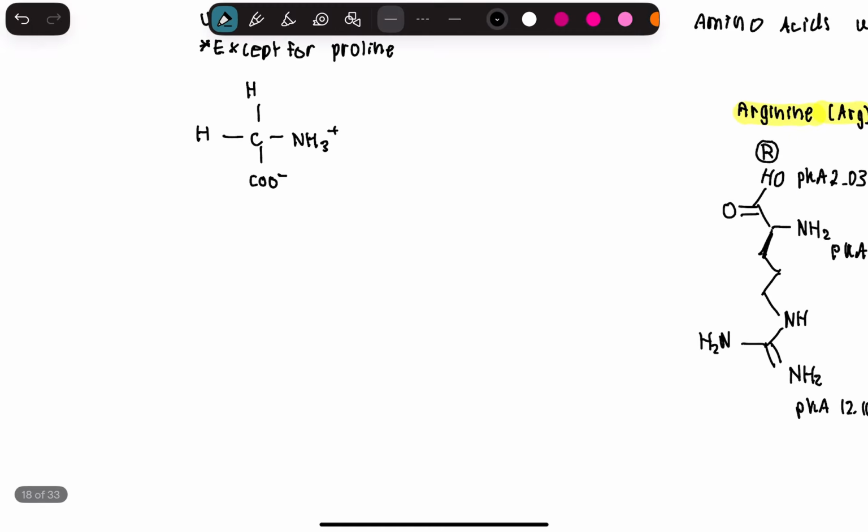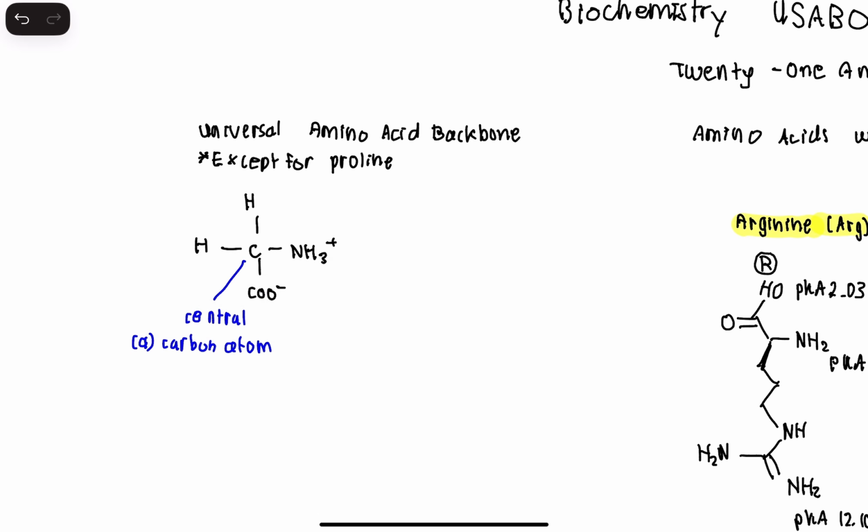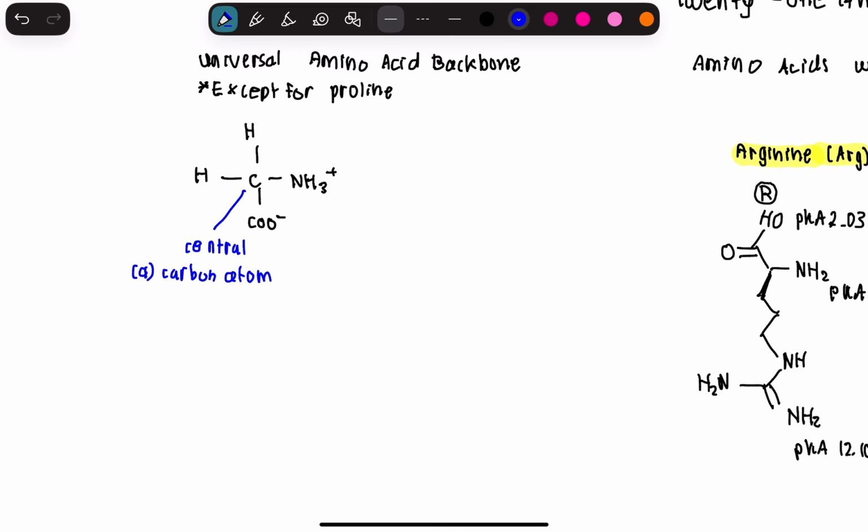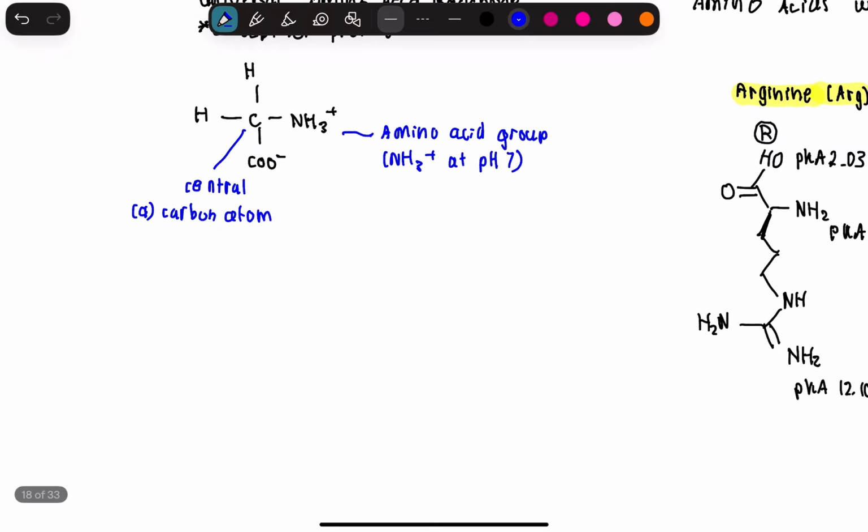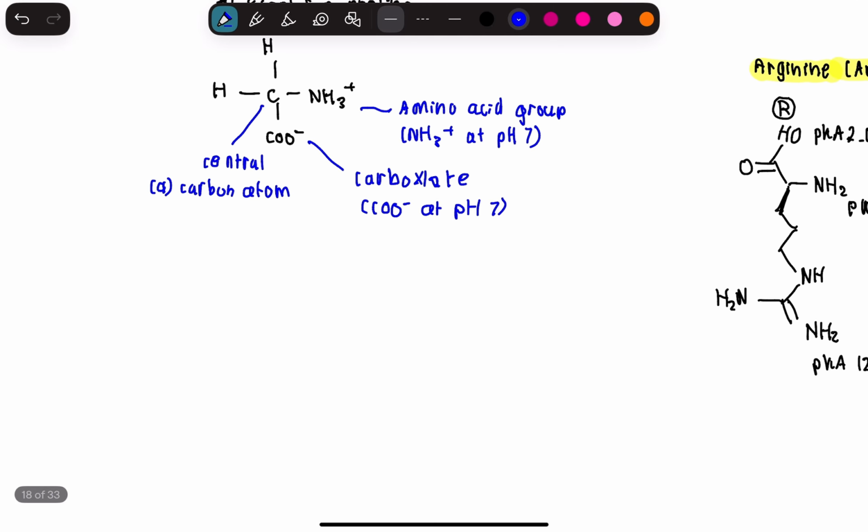So what you have is your central carbon atom, then after this you're going to have your amino group, this can be NH3 plus at a pH of 7, and then you're going to have your carboxylate. And then you're going to have your R group, your side chain.